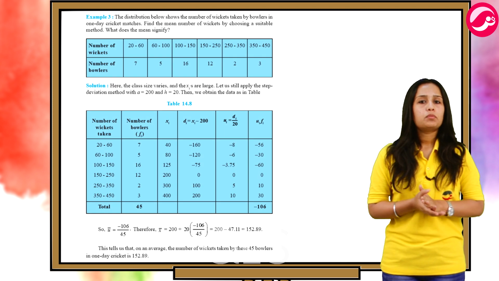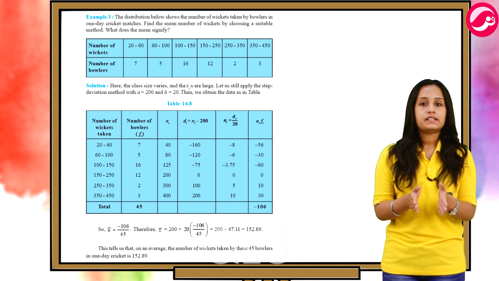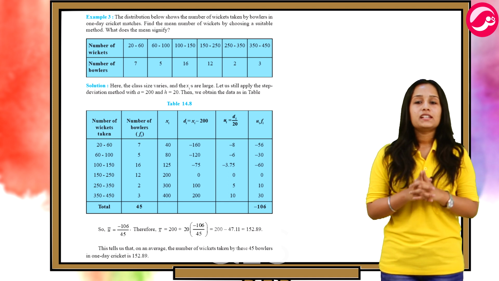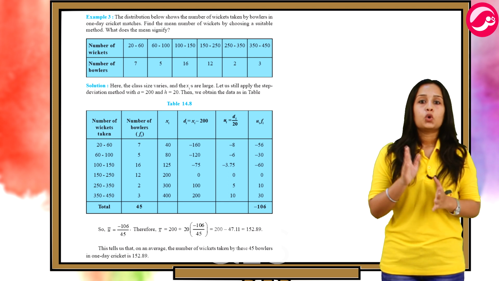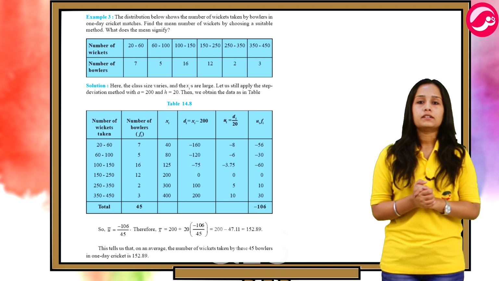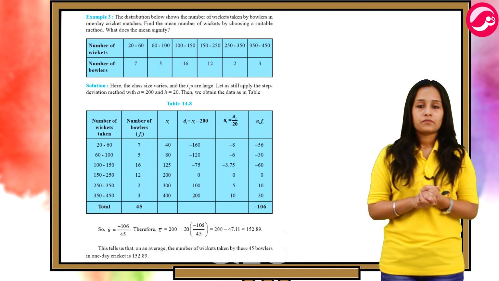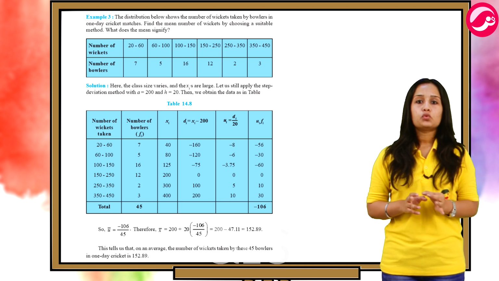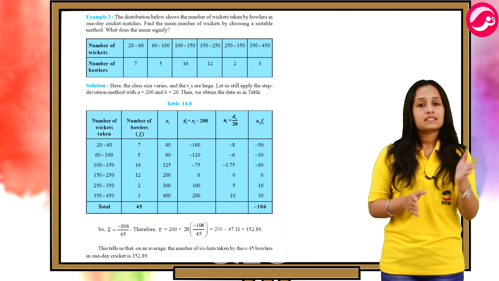Now, our second problem says that the distribution given in the table shows the number of wickets taken by bowlers in one-day cricket matches. We have to find the mean number of wickets by choosing a suitable method, and we have to also tell what the mean signifies. Here, the class size is varying and the xi's are large. So let us apply the step deviation method with a is equal to 200 and h is equal to 20. Then we obtain the data as in the table.